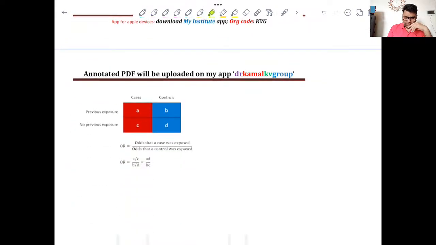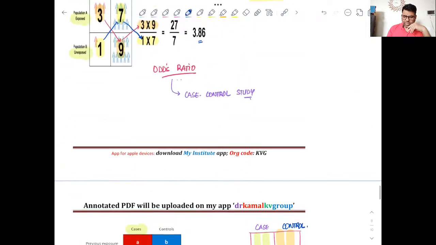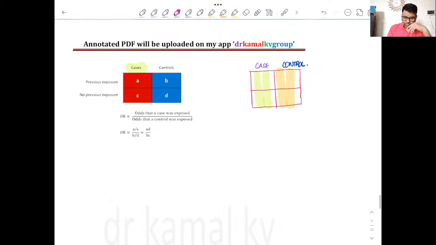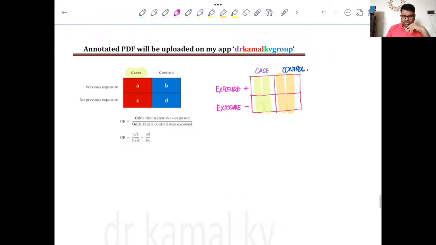So what we do, we make a table of case and control, right? So if we just write it like this, obviously in a case control study one group is case and another group is control. Fine. So this is case and this is control. And as we discussed, in a case control study we go into the past and we ask about the specific exposures. So we will write exposure present and exposure absent.